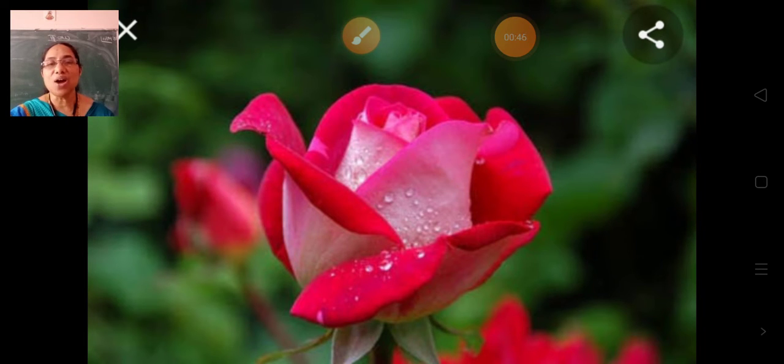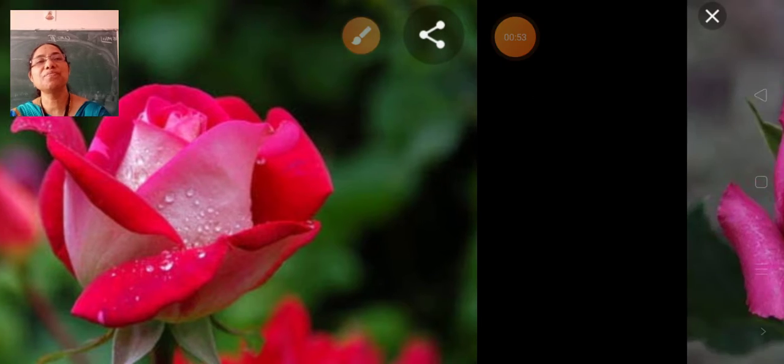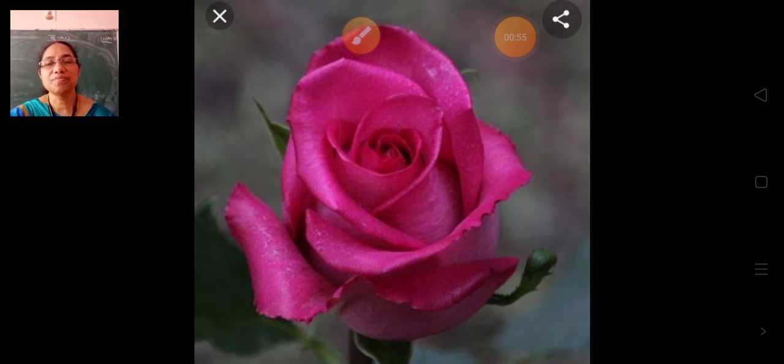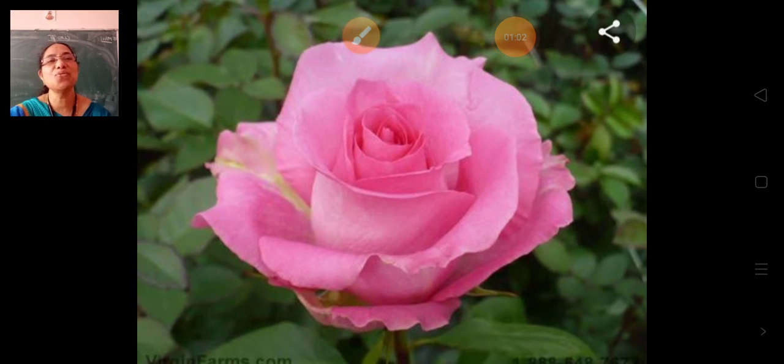Students, now see the beautiful flowers. You all love this flower, right? See the image of the flower.